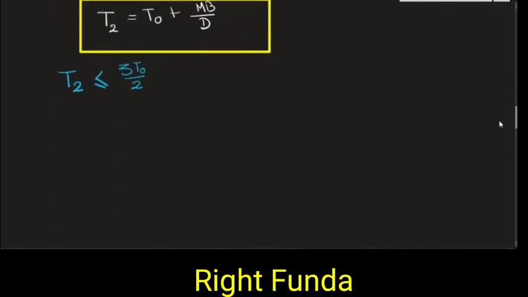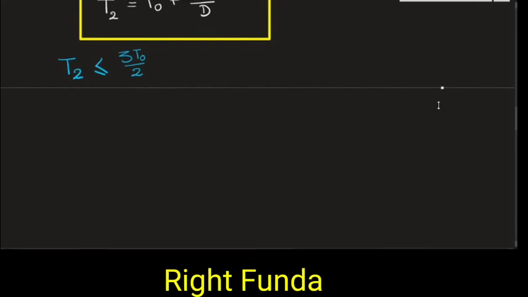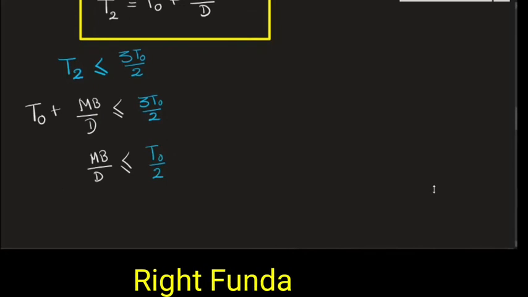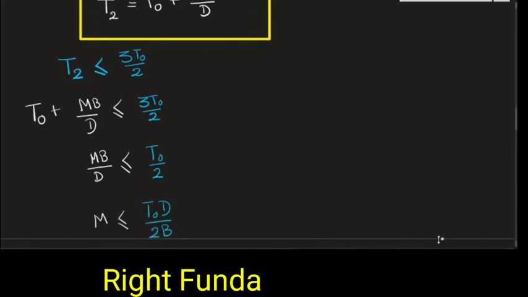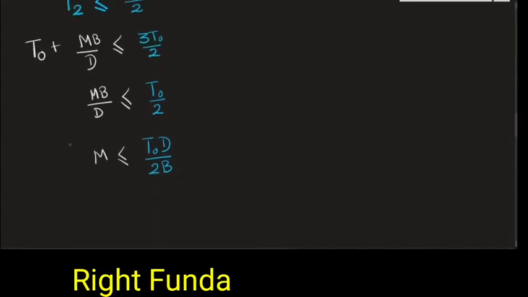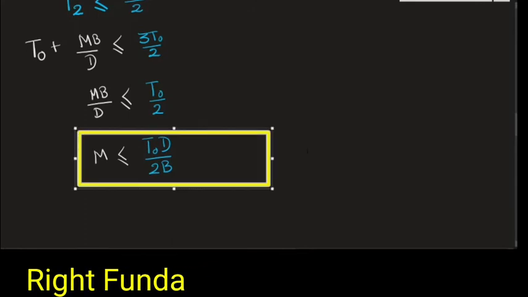So if I put these values, then I can simplify this equation. In place of T2, I obtain T0 plus mb by d, I'll substitute. This will be like this. T0 I have to put to that side, then mb by d should be less than or equal to T0 by 2. For m, the magnetic moment due to the spinning of the ring, m should be less than T0 d by 2b.